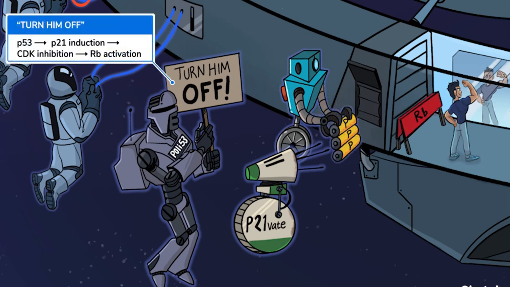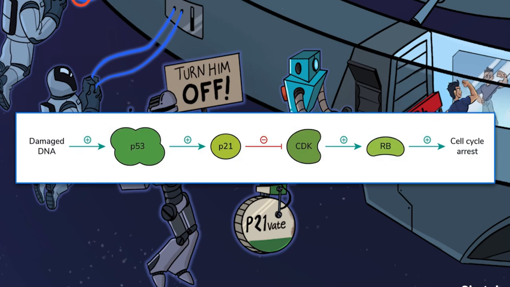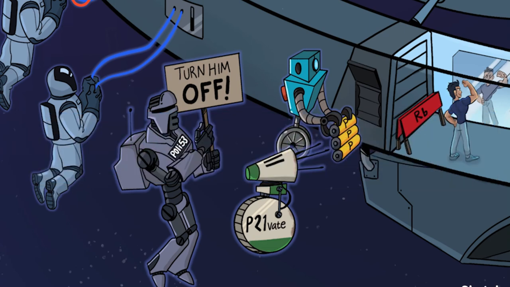That's because P21 shuts down CDK, and that activates another tumor suppressor protein called RB to prevent the cell from entering the S phase. And here's a literal roadblock to remind you of RB. Uh-oh. Looks like this cell's going nowhere. So, to recap, P53 induces P21, which in turn inhibits CDK. This allows for the activation of a tumor suppressor called RB that blocks cell cycle progression.